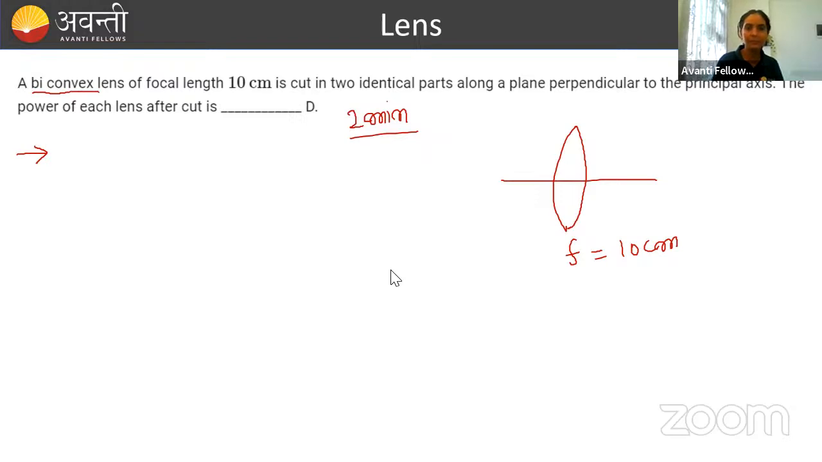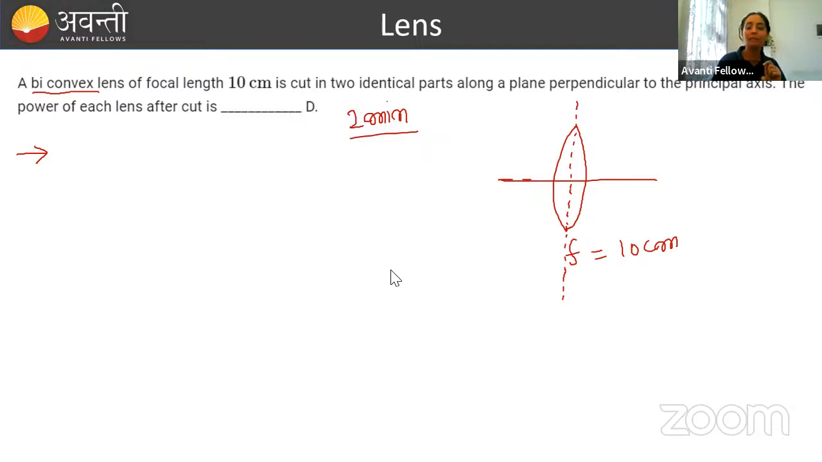The focal length is 10 centimeter and it is cut into two identical parts along a plane perpendicular to the principal axis. So this is the principal axis. If we have to cut the lens perpendicular to the axis, the line will be this dotted line. So we are cutting it like this. The power of each lens after cutting.